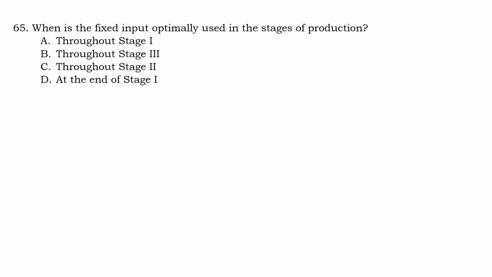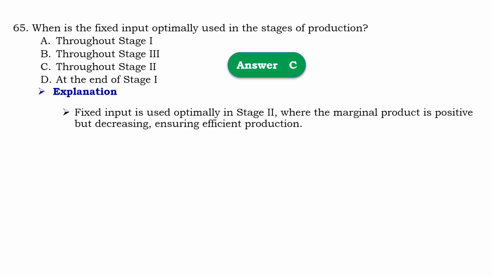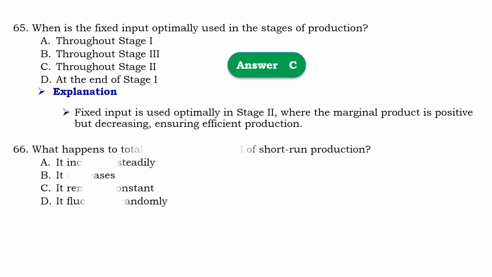Question number 65, when is fixed input optimally used in stages of production? 65ኛ ጥያቄ ቋሚ ግብአት ምርት ደረጃዎች ውስጥ በጥሩ ሁኔታ ጥቅም ላይ የሚዋለው መቼ ነው ይላል. So that should be C, throughout stage 2. It means that throughout stage 2 fixed input is used optimally, where marginal product is positive but decreasing, ensuring efficient production.